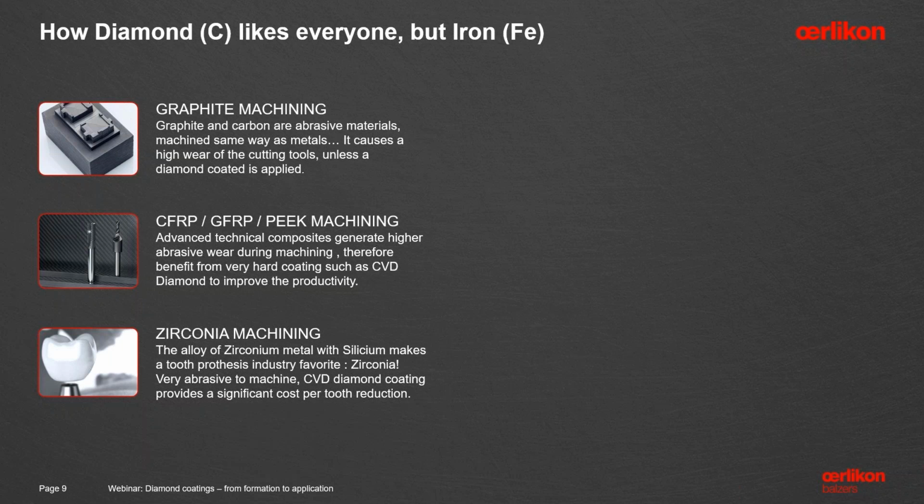And here, last but not least, a very increasing application is also the tooth or teeth prostheses that are made out of zirconia ceramics, which is the mix of zirconium metal with silicium. It's a very up and coming ceramic because it can be tuned to the right color, but it's also very abrasive. So here, cutting tools to machine these prostheses will be protected by a diamond coating typically.